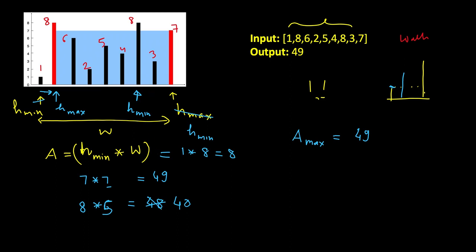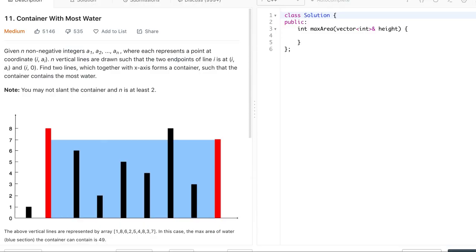Now we can move any of these. So we look for a bar higher than this. And in this case, we will not find it. We will reach till h min. So when h min and h max indices become the same, that is width becomes 0, then we stop, because when width is 0, area is 0. So in this case, we got the solution as 49. Now let's write the code for this.